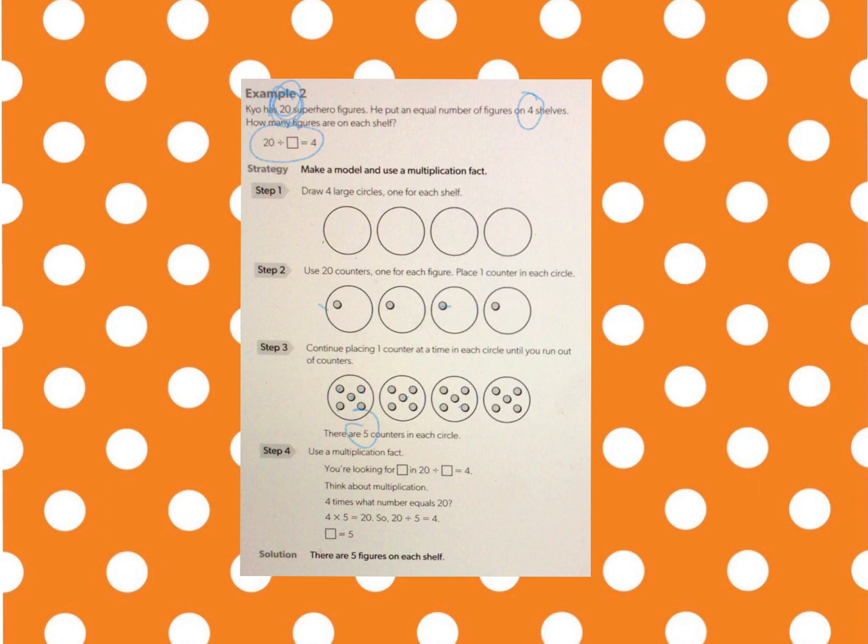I can also think about it with multiplication. 4 times 5 is 20, so 20 divided by 4 equals 5. So that blank box would equal 5. There are 5 figures on each shelf.